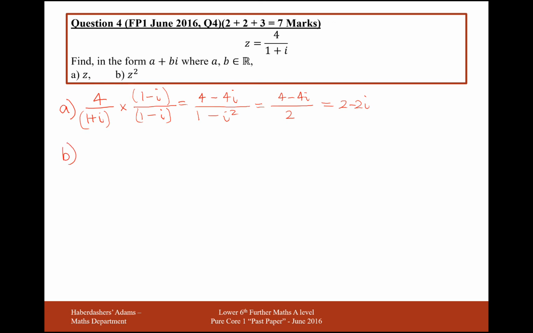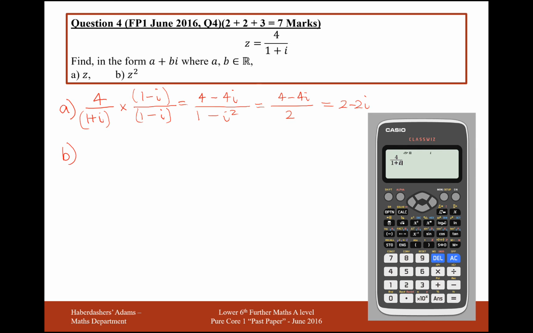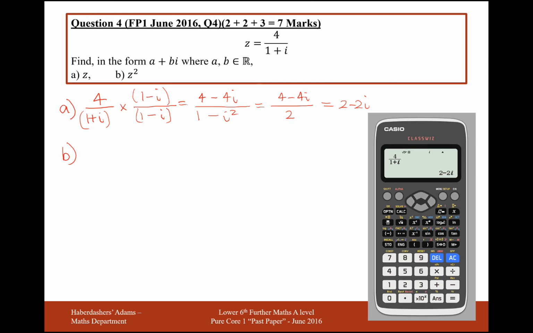Part B is z squared. Just before that, we can actually check part A. We've done that correct on our calculator. If you go to the menu button and click option number 2, the complex number mode, type in your complex number, press enter. You don't have to really do anything, and it gives you the answer straight away. We'll check part B after we've actually done it.